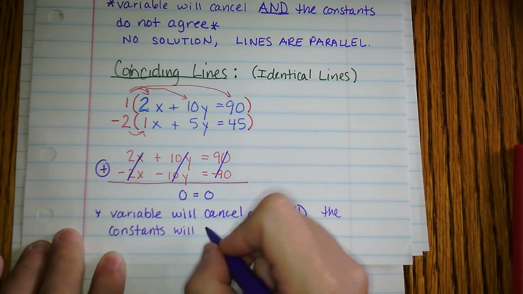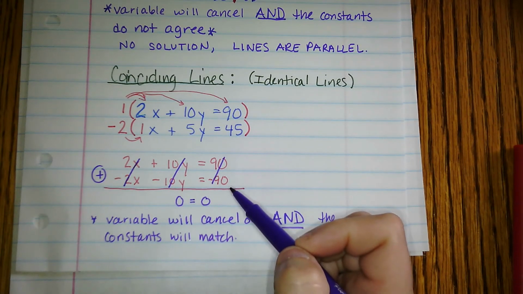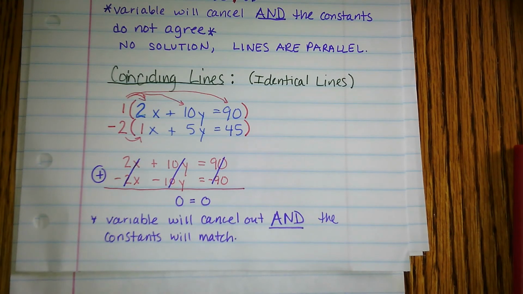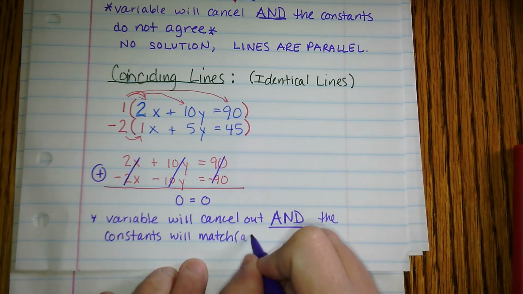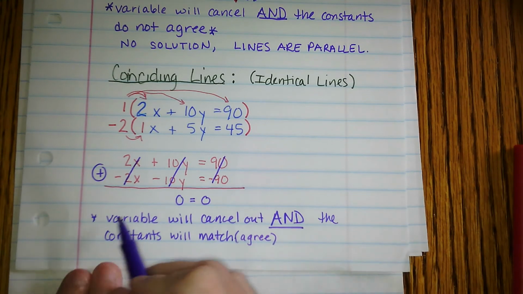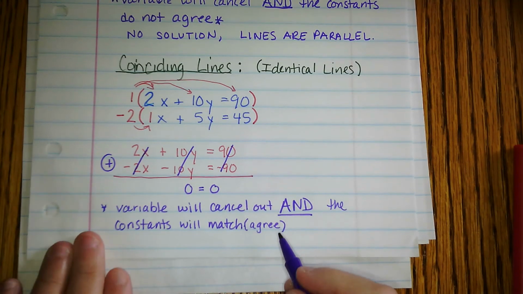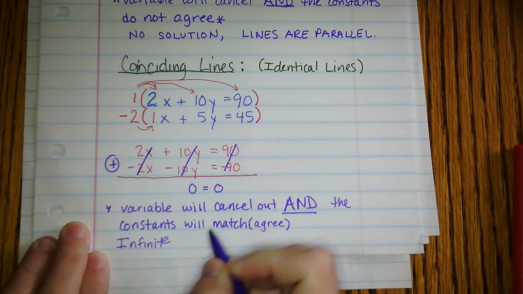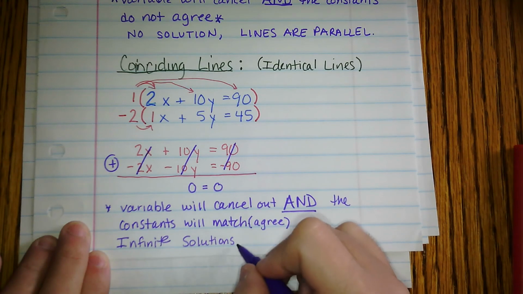And I say that because if you do a coinciding line equation by substitution, instead of getting 0 equals 0, you might get 5 equals 5 or -3 equals -3. But they have to match. They have to agree. As soon as your variables cancel and your constants match or agree, that means that you have infinite solutions and your lines are coinciding.